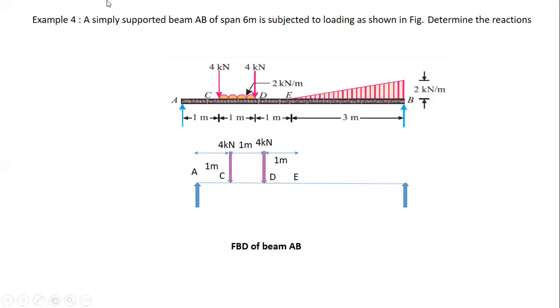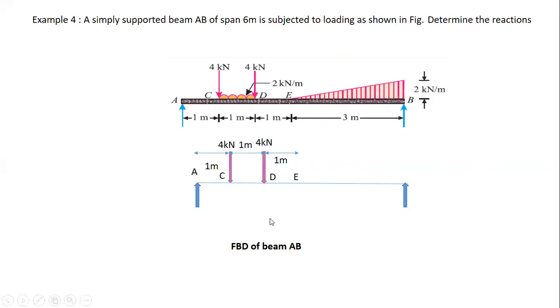In the next question, they have asked us to determine the reaction for a simply supported beam of span 6 meters subjected to loading as shown in the figure. Okay, they have given the figure. This is the given figure. We have to find the reaction. Now there is a beam AB which is subjected to point load, UDL as well as UVL.